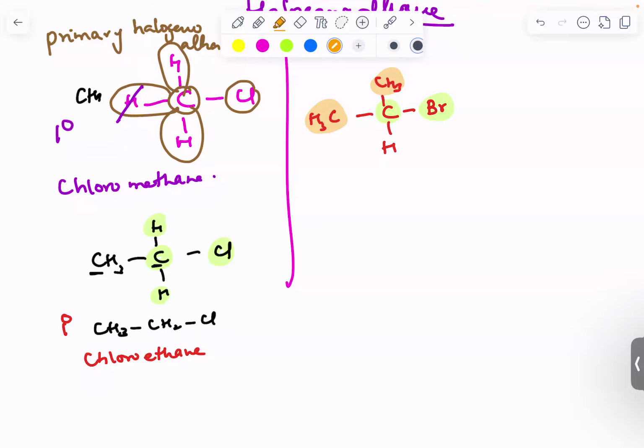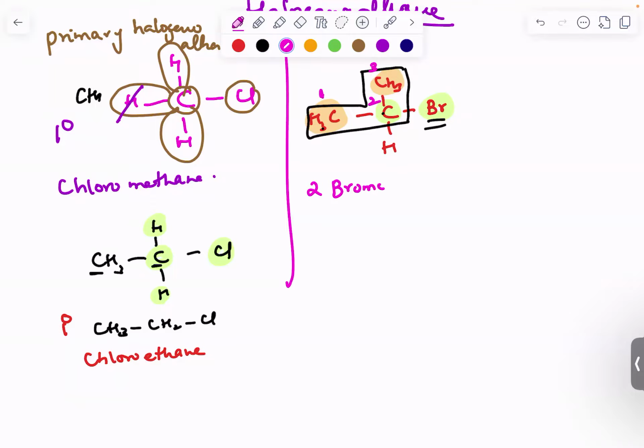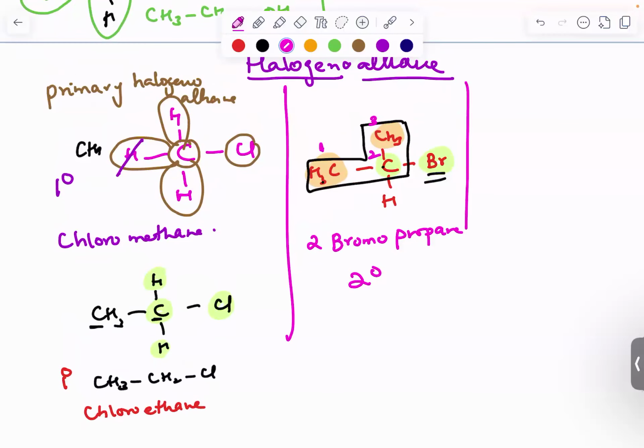As far as the naming is concerned, again you need to take the longest chain. This is the longest chain comprising the maximum carbon atoms. So these are the three carbon atoms, that means propane, and this is bromine. You start the numbering from either side, and you are going to get bromine on the second carbon atom. So this would be 2-bromopropane. So this is the secondary halogenoalkane. I hope it's clear. Yeah.